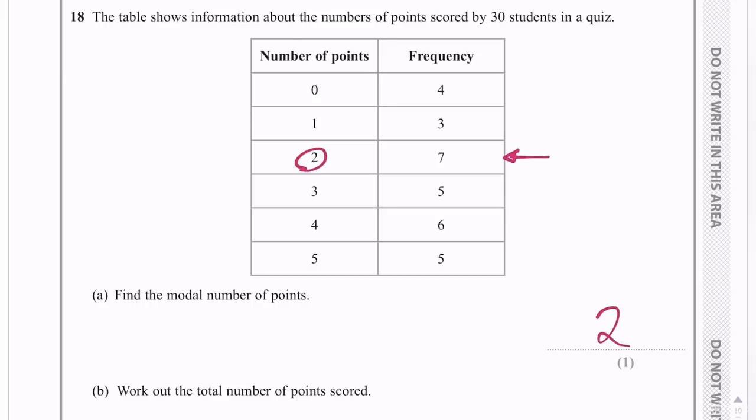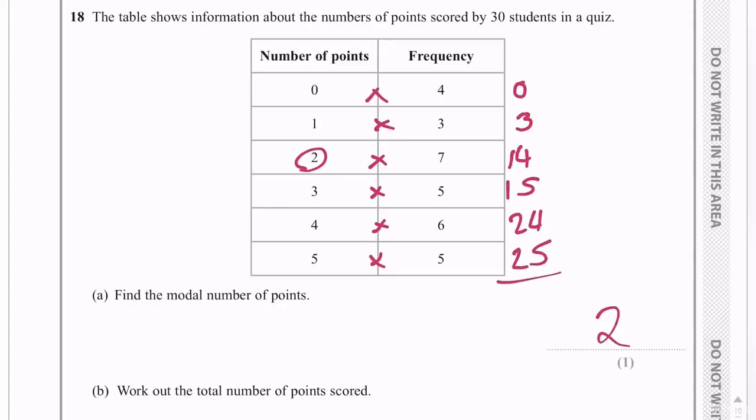The next one, it says work out the total number of points scored. So we've got to do a bit of multiplying across here. We've got 4 people scoring 0, that's a score of 0. We've got 3 people scoring 1, that's a score of 3. 7 scoring 2 is 14. 5 scoring 3 is 15. 6 scoring 4 is 24. And 5 scoring 5 gives us 25.